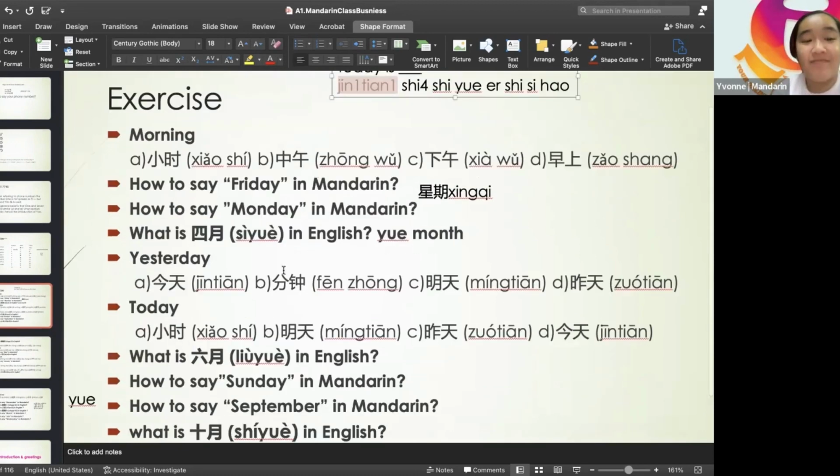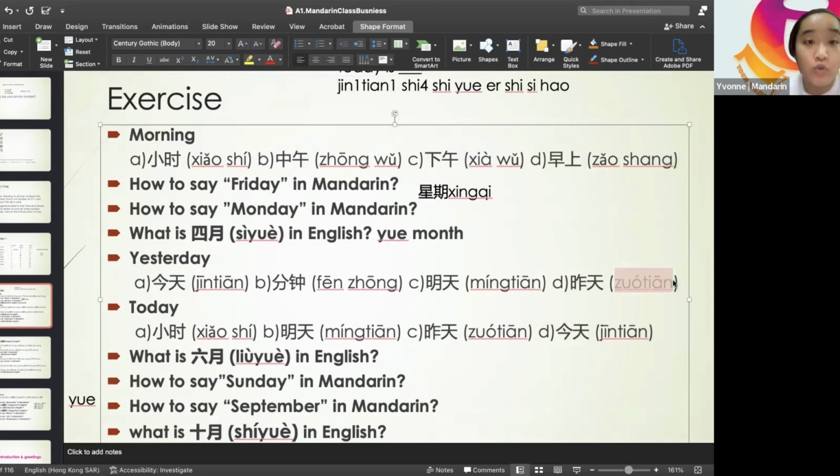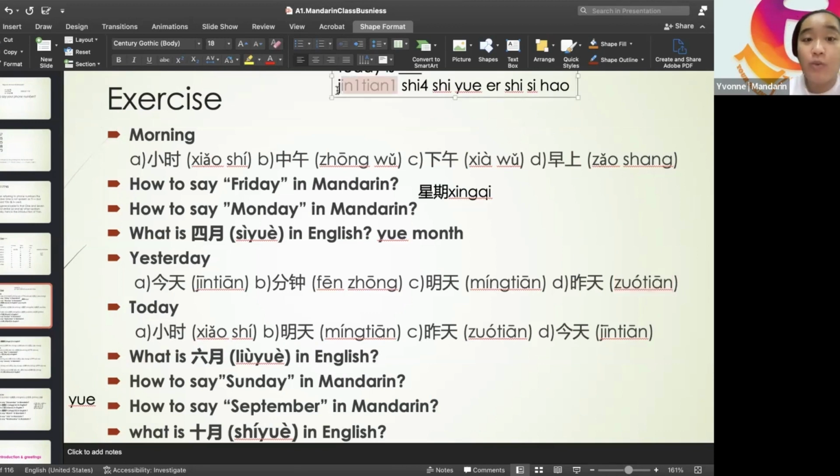Of course. Yesterday. What is yesterday? This one, 昨天. So if I say yesterday is October 23rd, I will say 昨天是10月23号. See? Yesterday is October 23rd. So that's why you can change this one. Last one, what I never talked about. We talked about today, we talked about yesterday.